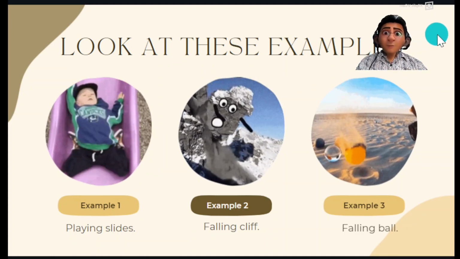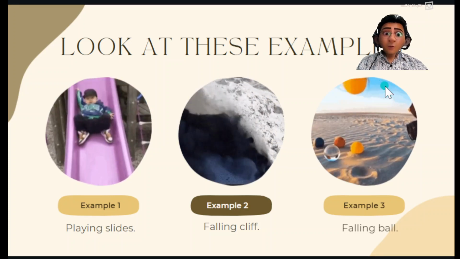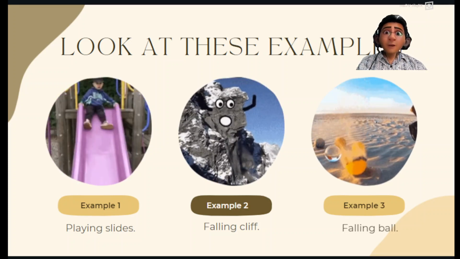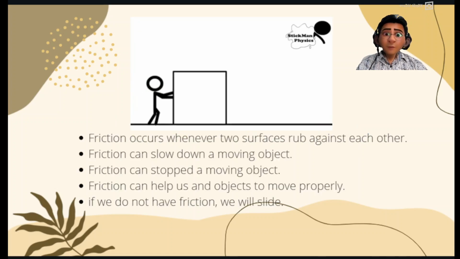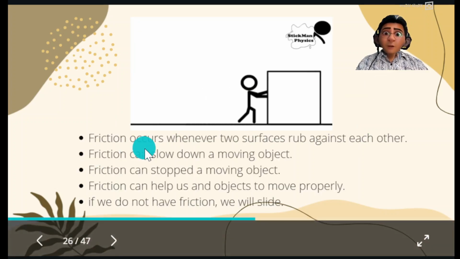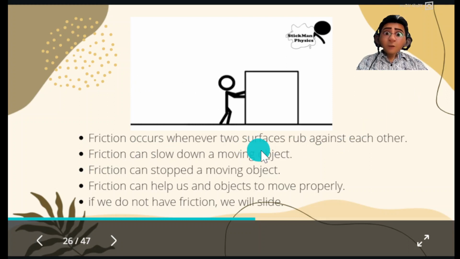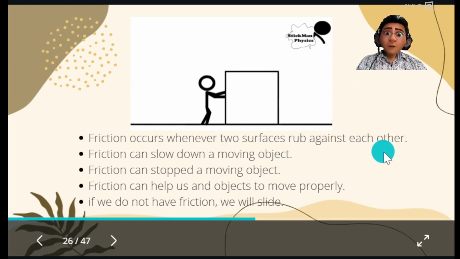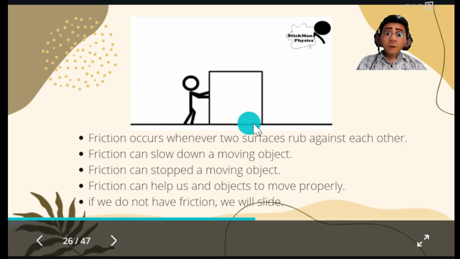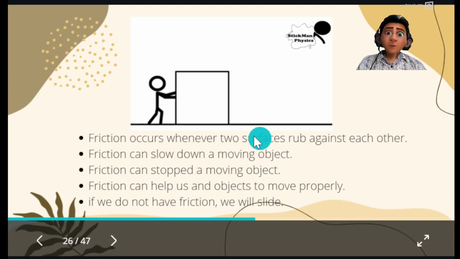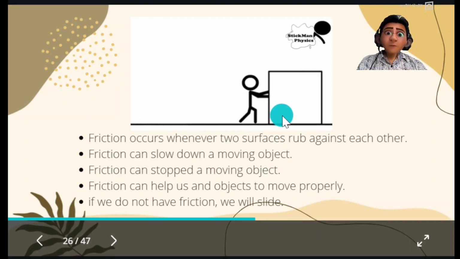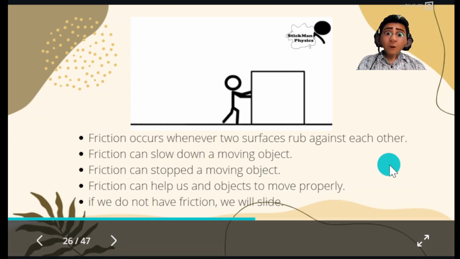Gravitational force pulls everything to the surface of the earth. Now, next type of force is frictional force. Friction occurs whenever two surfaces rub against each other. Two surfaces, like here, the two surfaces, dua permukaan. Two surfaces means the surface of the box and the floor.